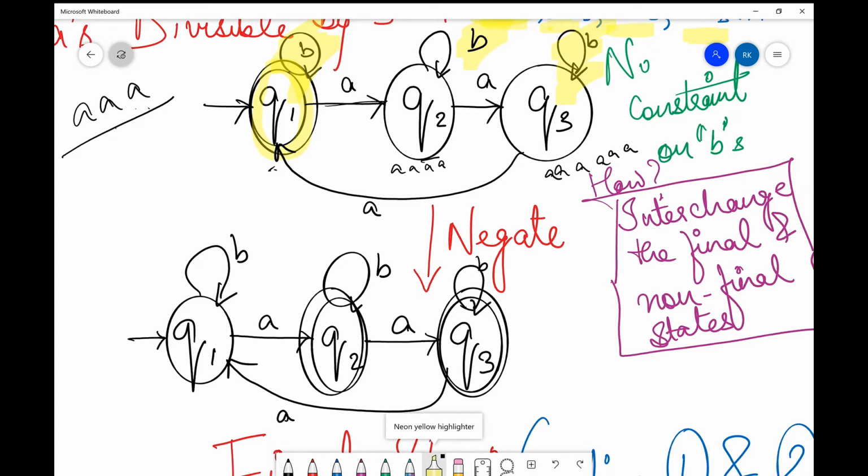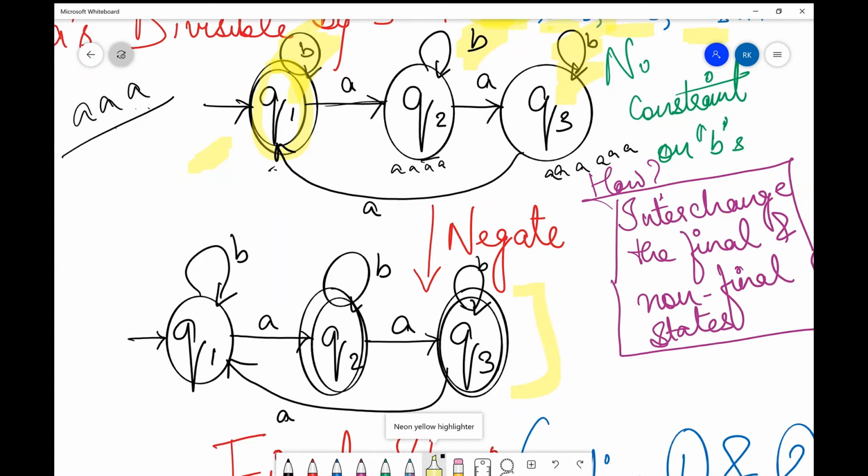That means I've made Q1 the non-final state. Now what is happening? All the strings with multiples of 3 are not getting accepted, and all the other strings which were not getting accepted from the previous DFA are getting accepted from this particular DFA, where the final states are now Q2 and Q3.